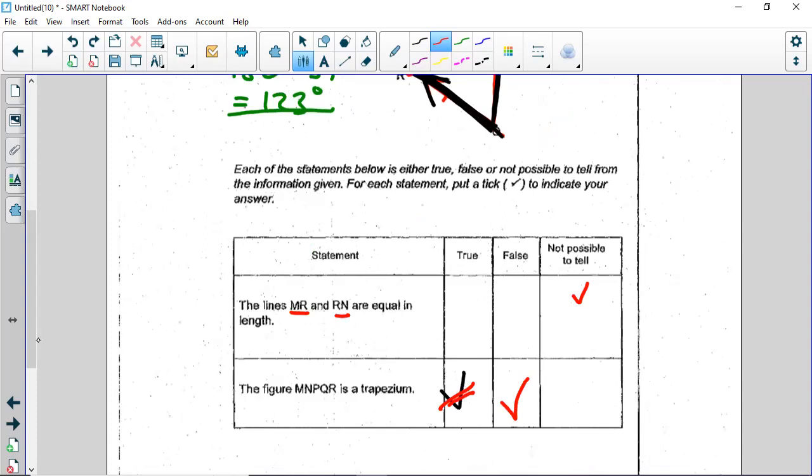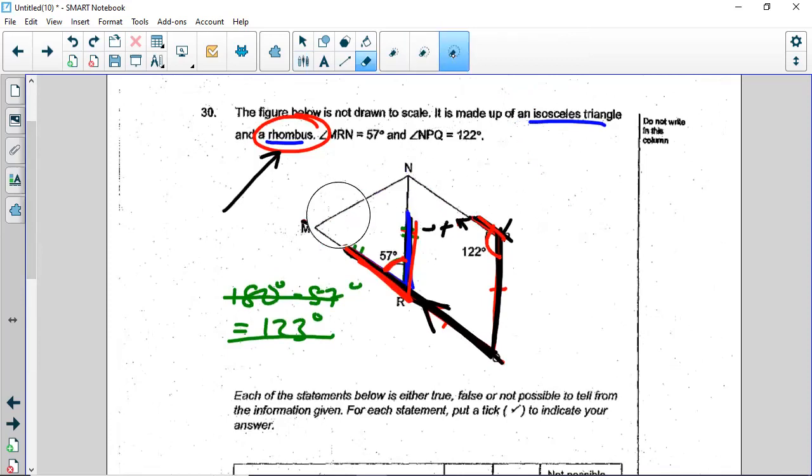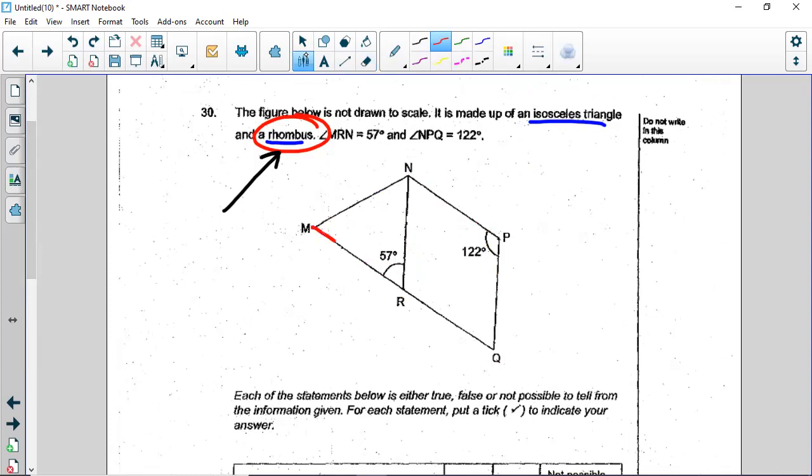Okay, and MR and RN are equal in length. The answer key put down true. Let me just look at it again now. Let me just erase everything and see why the answer key says true. So why are MR and RN equal? RN is here. Why are they equal? Okay, let's prove it.